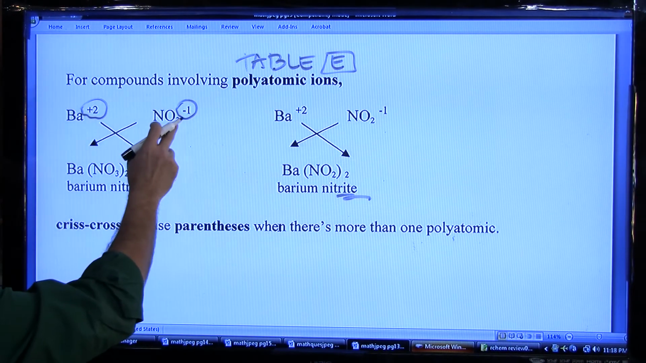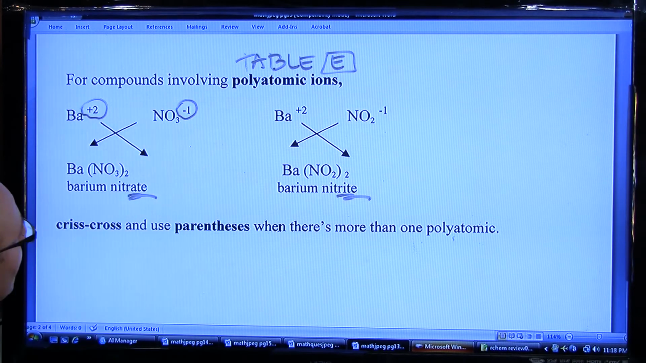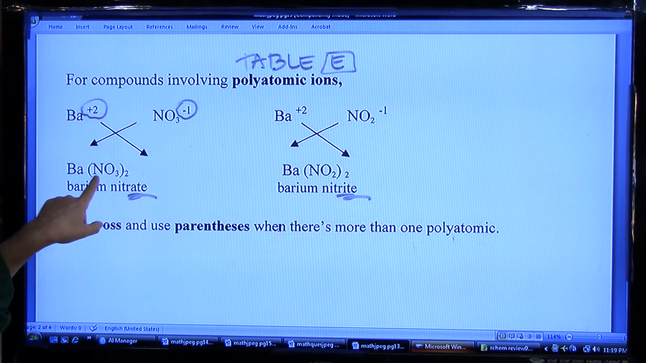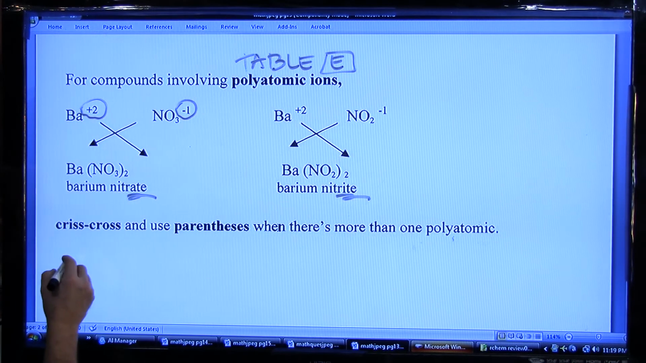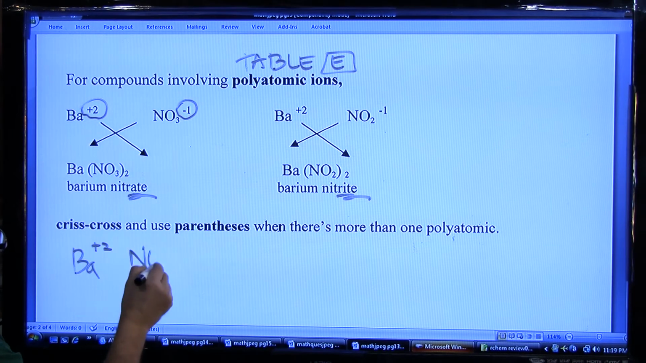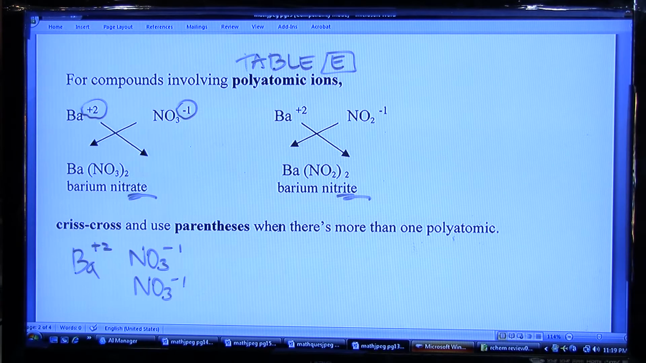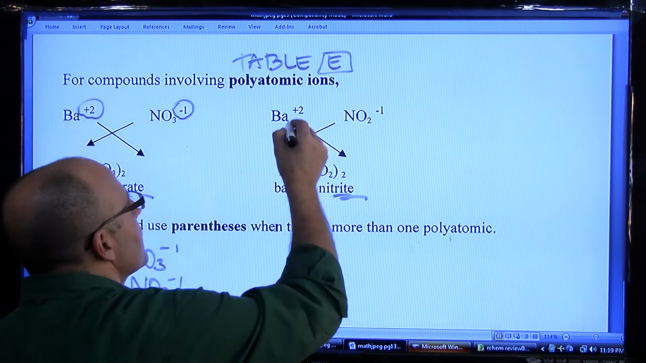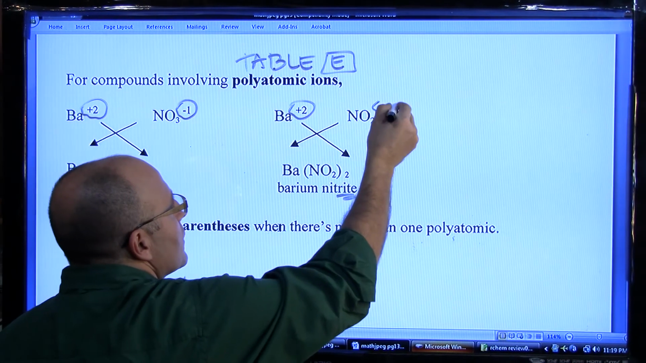So leave these numbers alone, that is the subscripts of the polyatomic ion, and just again crisscross the oxidation states or the charges. And here you'll have Ba(NO3)2. You're going to write parentheses around the NO3, the nitrate, because you need 2 nitrates to balance the barium. So to break that down, that means Ba plus 2 and 2 nitrate ions with a -1 charge give you a neutral compound. And then here, barium nitrite, same operation, except that it's an NO2 instead of a NO3.